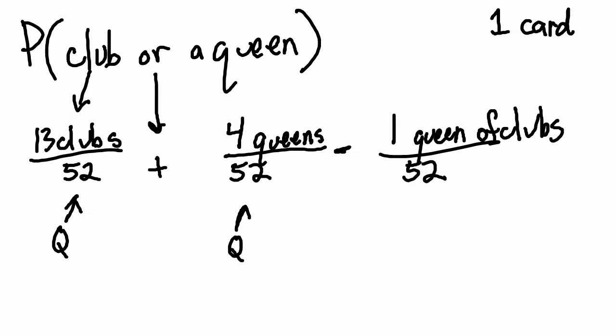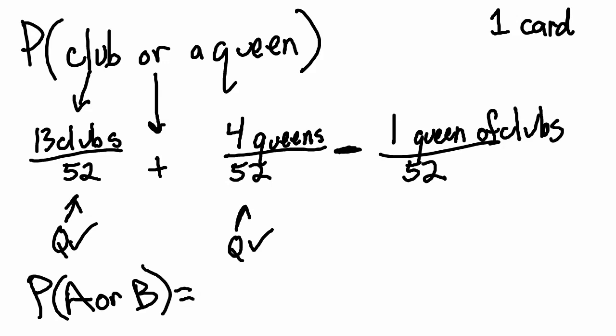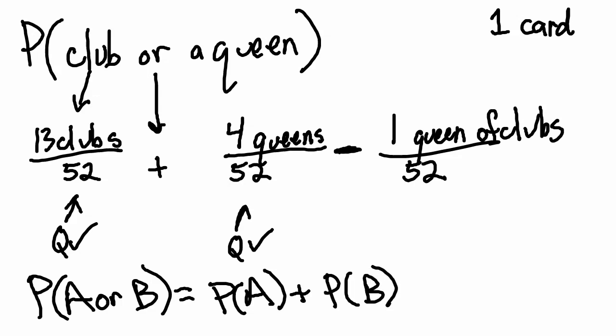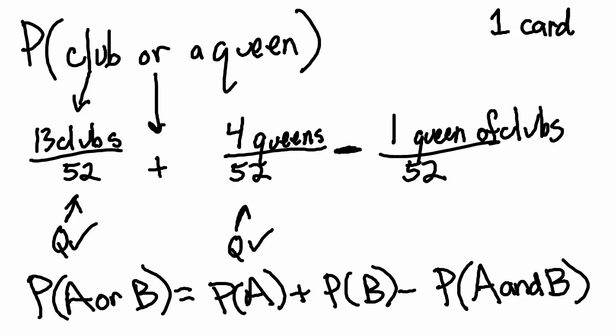Okay, so again, we counted it here. We counted it here. We want to take one of those out. So at least we counted it once. So we subtract it out. So the formula for that, if they're not mutually exclusive, or means add, but you subtract out where they're both the same at the same time, I'll just say both. So you don't count it twice.